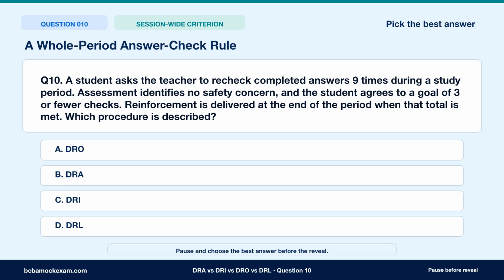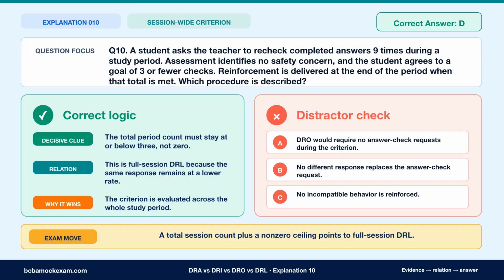DRO, B. DRA, C. DRI, D. DRL. Identify whether the criterion covers the whole session. Pause and choose. The precise answer is D. DRL. This is full session DRL because the same response remains at a lower rate. Compare what each option reinforces.